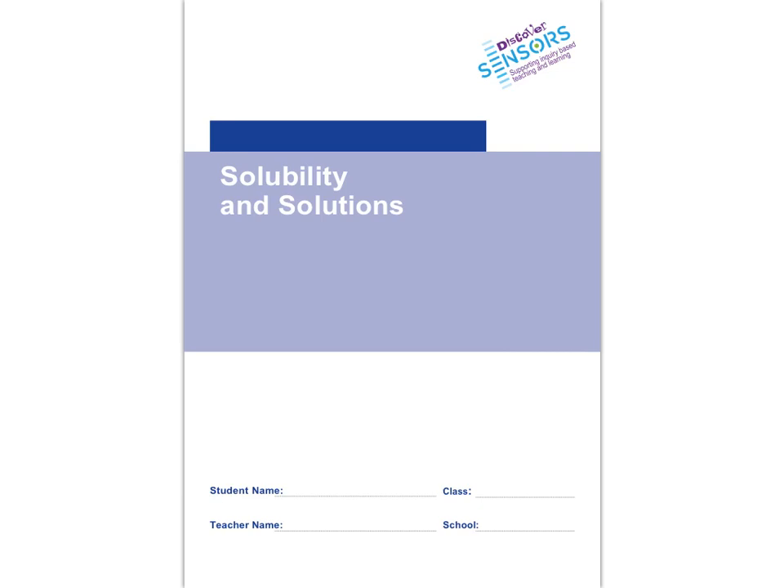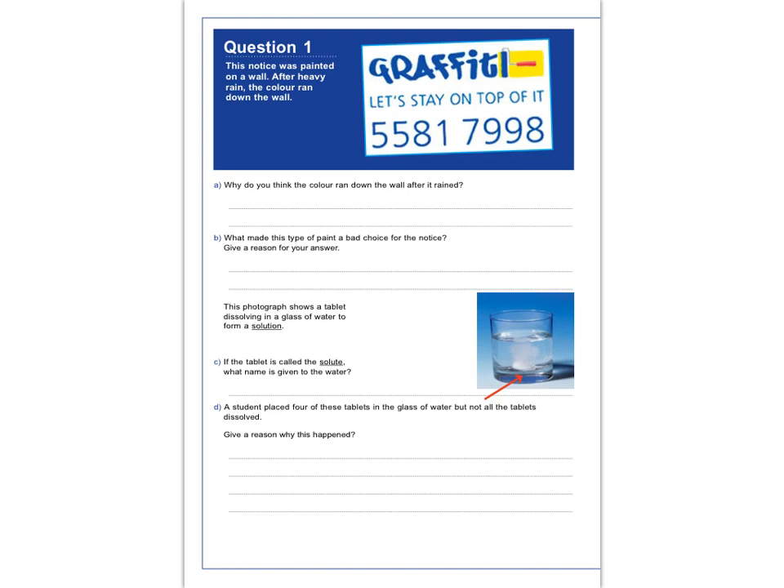Today we're going to go through the answers to the worksheet that I set you on Monday on solubility and solutions. So if we have a look at the first question, it's asking us: the notice is painted on the wall. After heavy rain, the colour ran down the wall. Why do you think the colour ran down the wall after it rained?